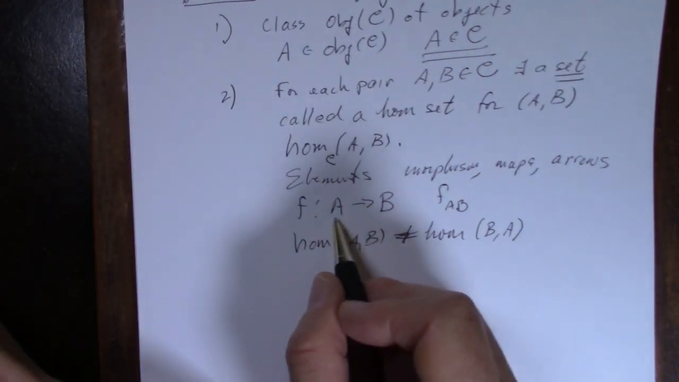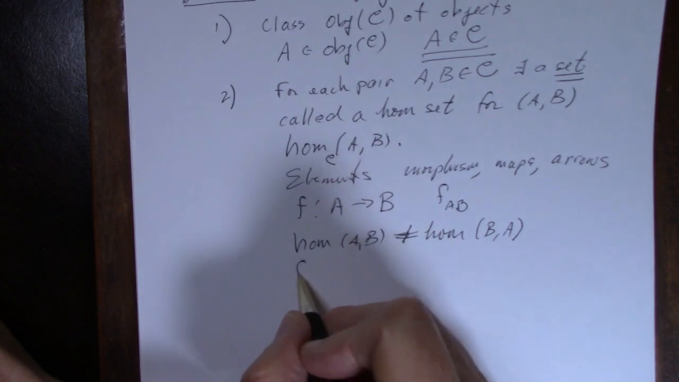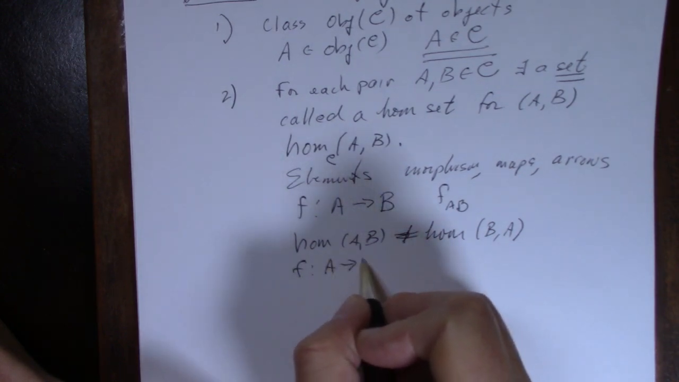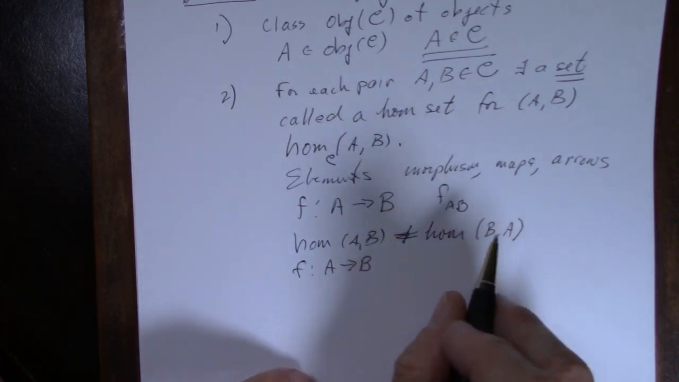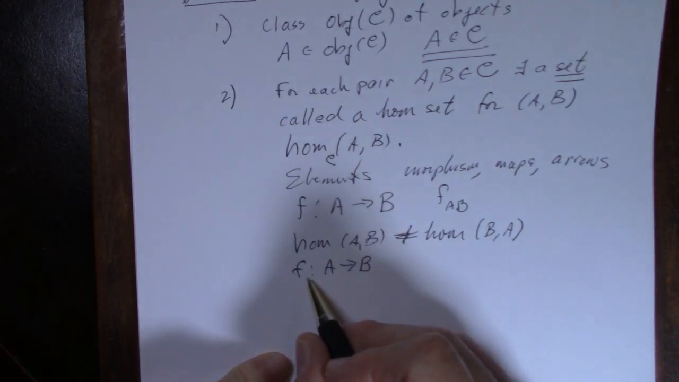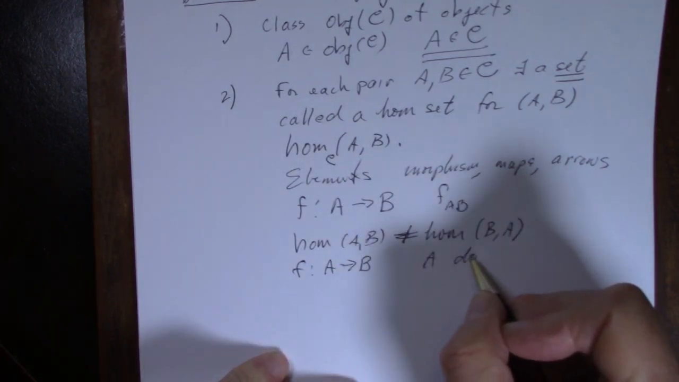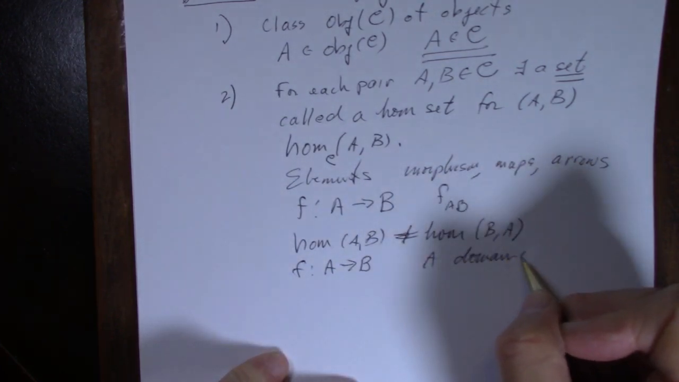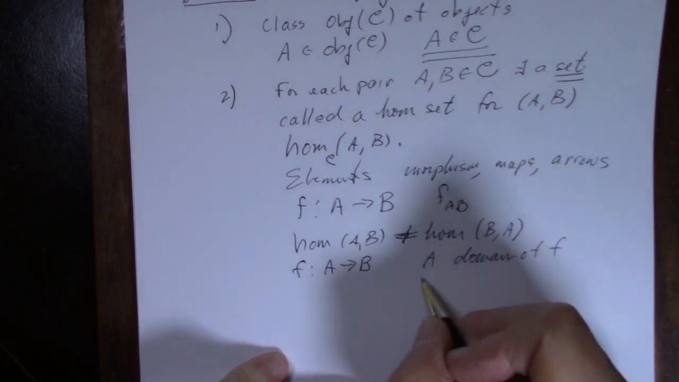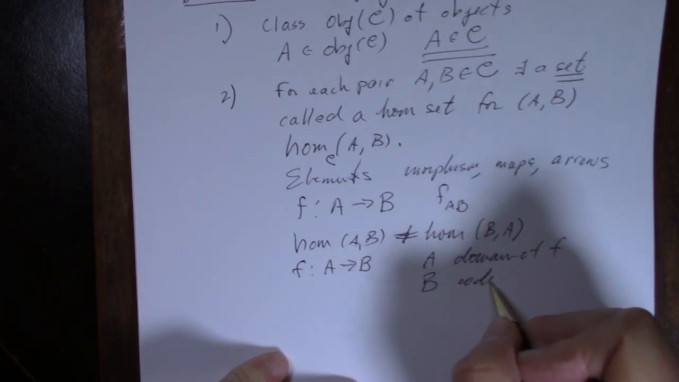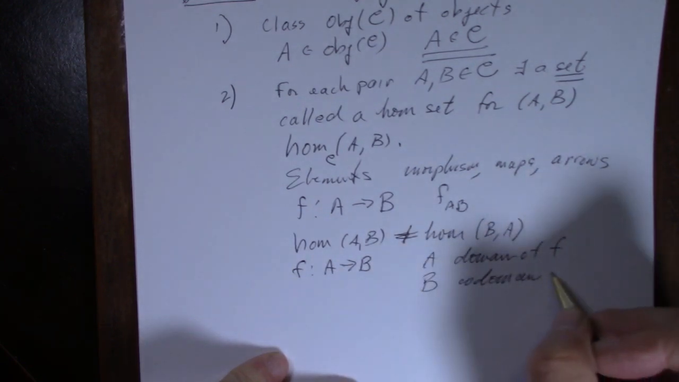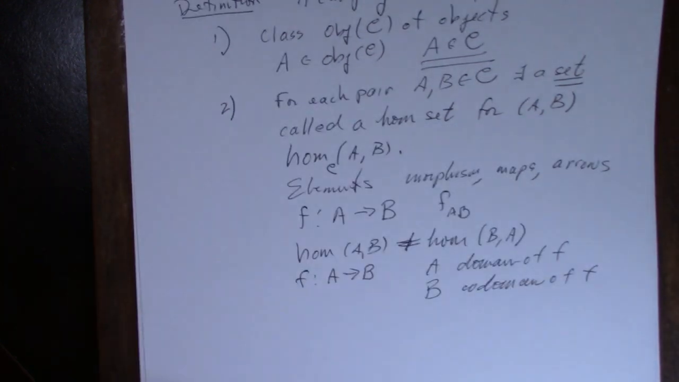I should mention also, we have F mapping A to B, and again, I say it that way, but I don't mean it that way. A is called the domain of F, and B is called the codomain of F. So I'll say it once more.